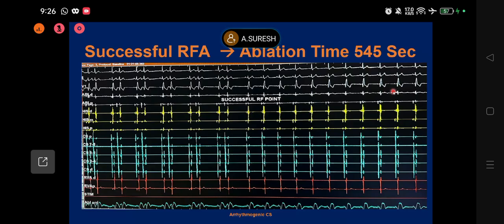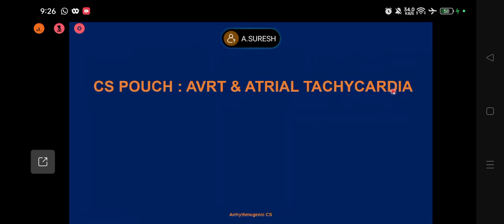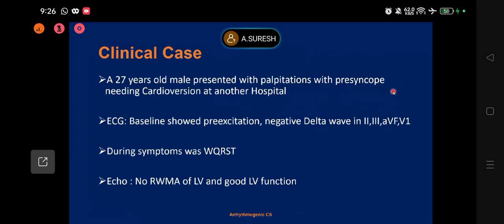He was totally asymptomatic. 2 years post-procedure he is doing well and is fine. This is a recent ECG. There's no APC, no pre-excitation, he is doing well. So, it was a coronary sinus pouch which was arrhythmogenic in the form of AVRT and then later atrial tachycardia.